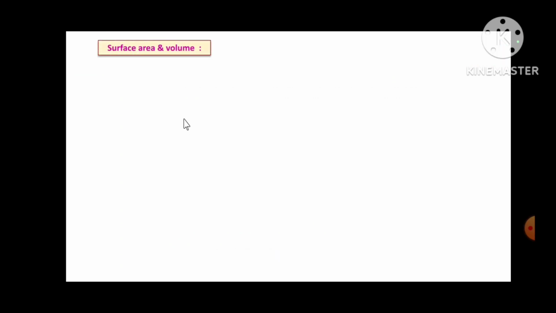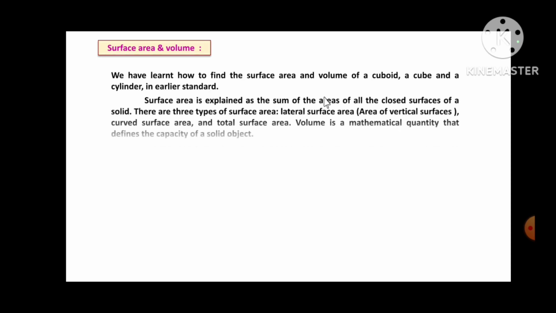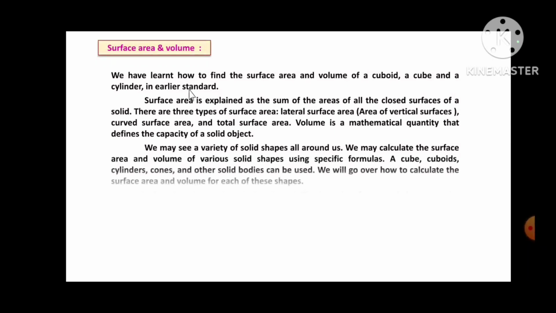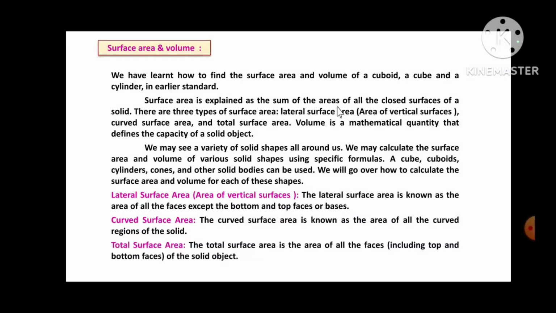Now let's see surface area and volume. What do you mean by this? We have learnt how to find the surface area and volume of a cuboid, a cube and a cylinder in earlier standards. Surface area is explained as the sum of the areas of all the closed surfaces of a solid. There are three types of surface area: lateral surface area, which is also called the area of vertical surfaces, curved surface area, and total surface area. Volume is a mathematical quantity that defines the capacity of a solid object.